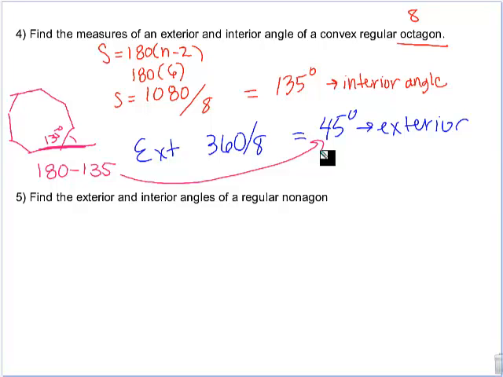All right, let's do one more. Find the exterior and interior angles of a regular nonagon. A nonagon has 9 sides. So what are we going to find first, interior or exterior? Interior? So how are we going to find it? The sum is 180 times n minus 2. So what's 9 minus 2? 7. So we have to take 180 times 7.